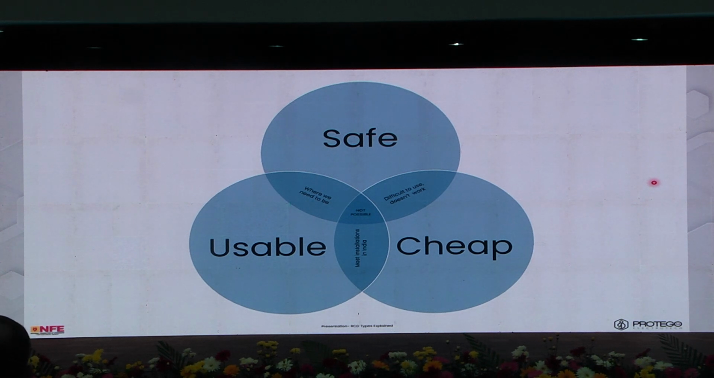Like imagine if I take a 30 milliamp type B RCD and put it on this entire center. Great, it's going to work, it's safe, it'll trip. But what's going to happen is, the moment you have an earth fault, the 30 milliamp is going to be exceeded and the entire building will lose power. It's difficult to use and it doesn't work. Lastly, you've got safe and usable, and that's where we need to be. And if you see in the middle, safe, usable, and cheap is not really possible.